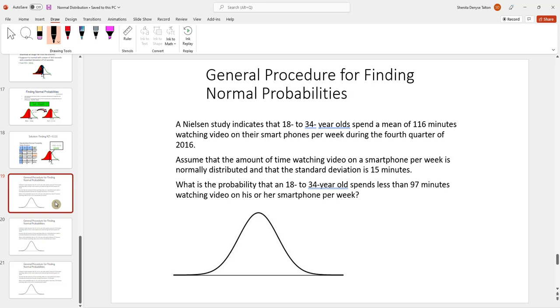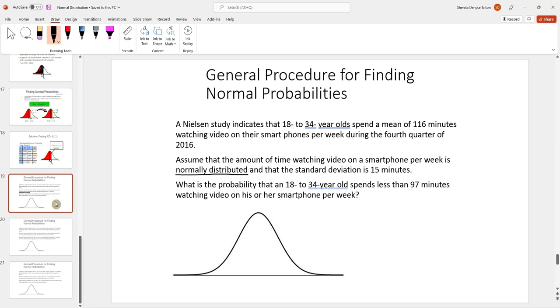A Nielsen study indicates that 18 to 34-year-olds spend a mean of 116 minutes watching video on their smartphones per week during the fourth quarter of 2016. Assume that the amount of time watching video on a smartphone per week is normally distributed and that the standard deviation is 15 minutes. So they give you a keyword here, normally distributed. So we know we have to use the normal distribution. We want to know what's the probability that an 18 to 34-year-old spends less than 97 minutes watching video on his or her smartphone per week.